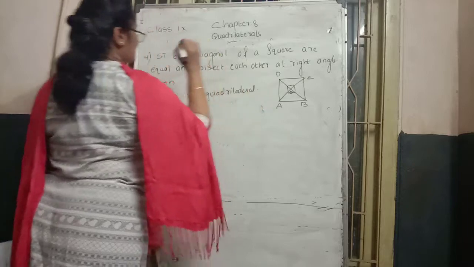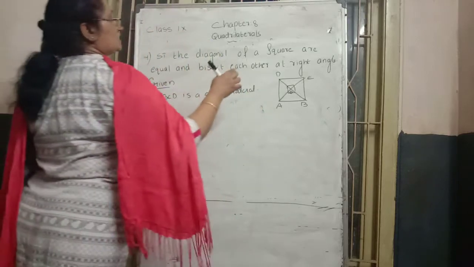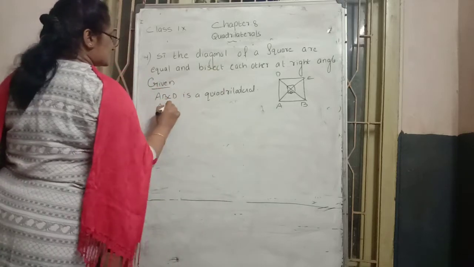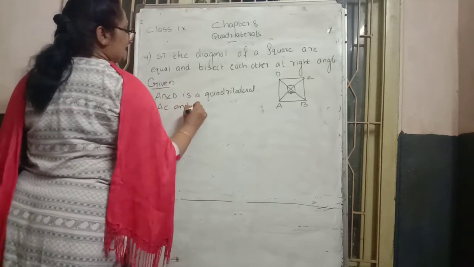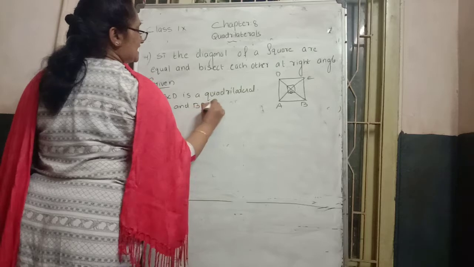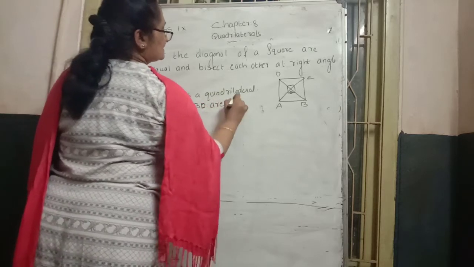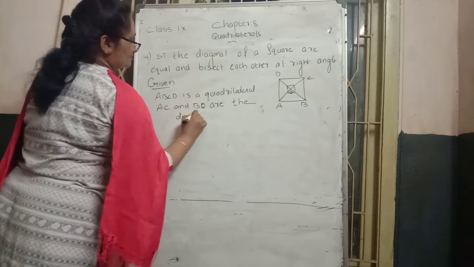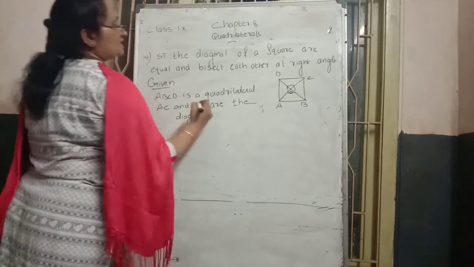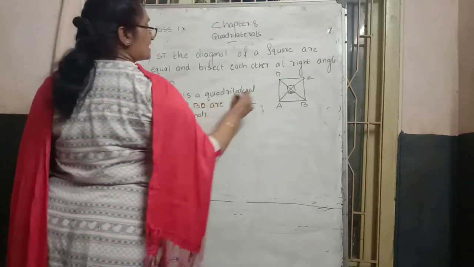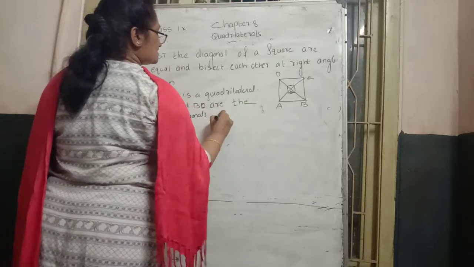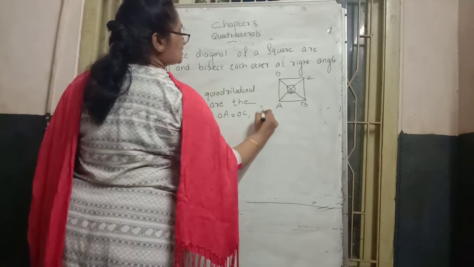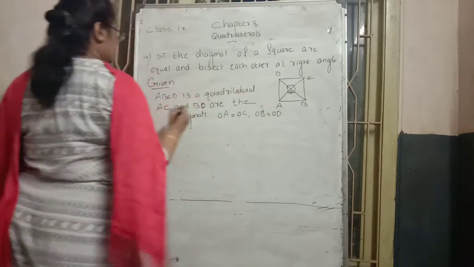ABCD is a quadrilateral. Next, the diagonals. What are the diagonals? AC and BD are the diagonals. The diagonals bisect each other. That means OA is equal to OC and OB is equal to OD.